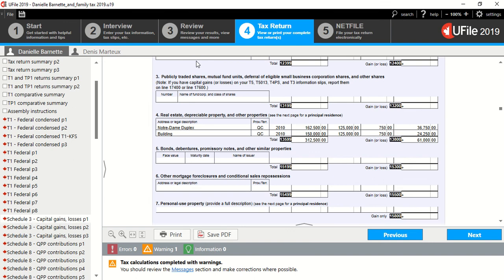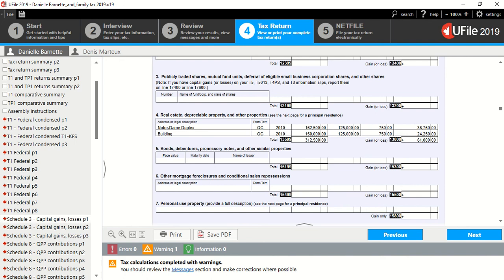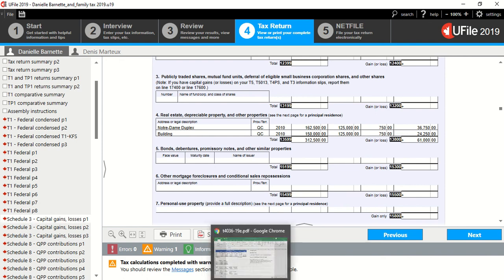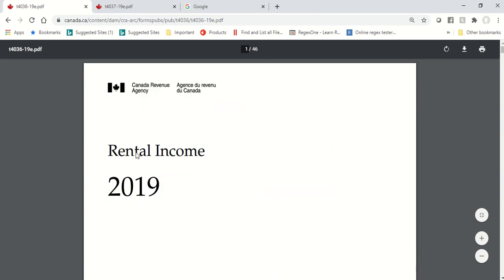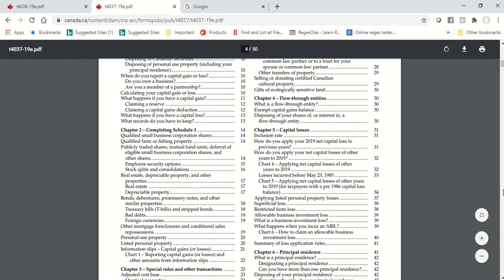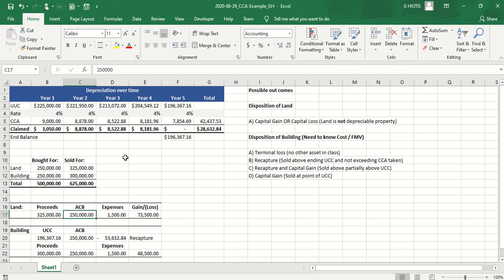I guess the major takeaway behind everything is doing your homework. With respect to reading your homework, I would say, yep, reading these two guides. Let me get you to the title page. Rental income. There's a wealth of information in there. The second guide is capital gains. There's a wealth of information there. Then do your homework. This is a pretty easy spreadsheet to set up. I'm going to save it.